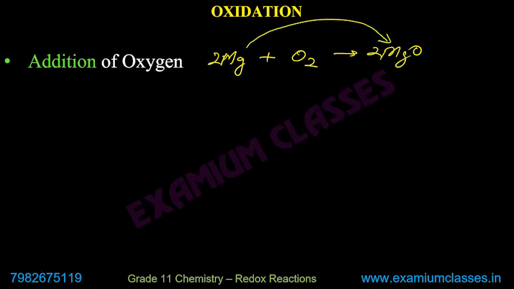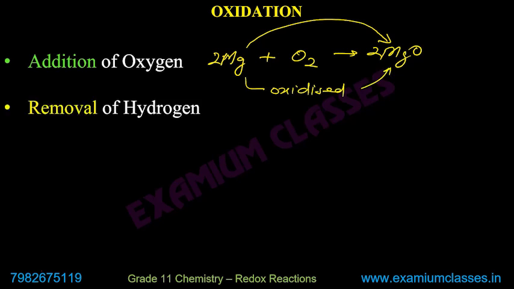So in this case, you will say magnesium oxidized to MgO. Addition of oxygen is oxidation. And this definition you know from your previous grades. The other one is removal of hydrogen. Then also we will say it is oxidation, although there is no involvement of oxygen here. But if hydrogen is removed, we say it is oxidation.